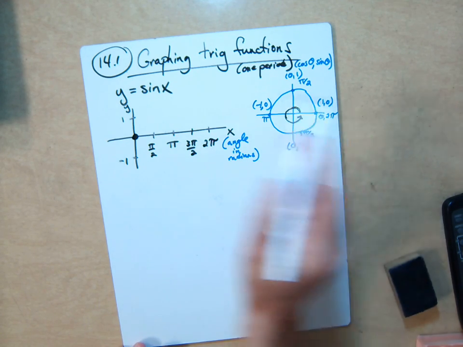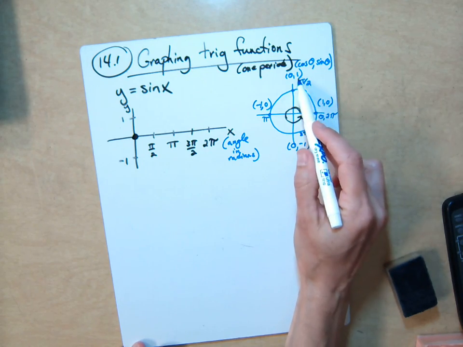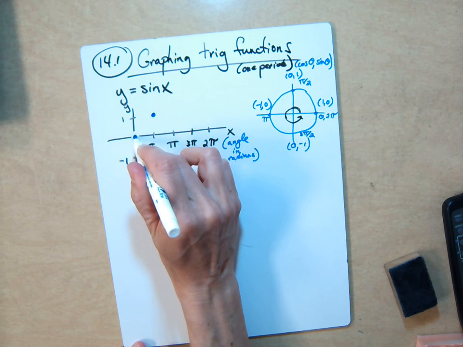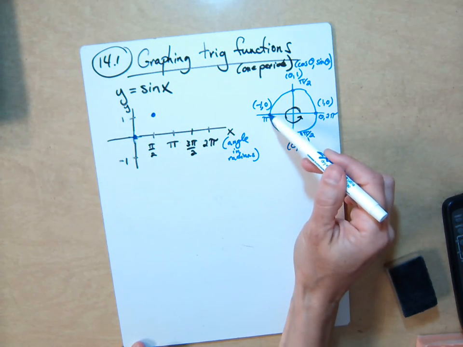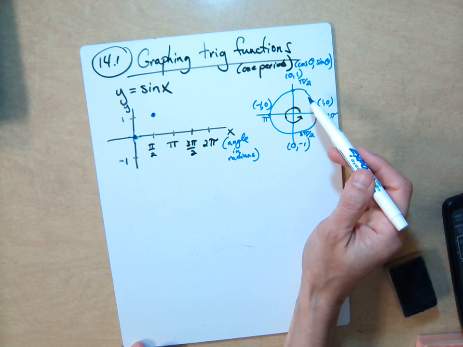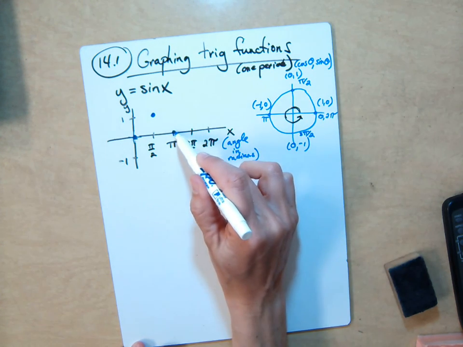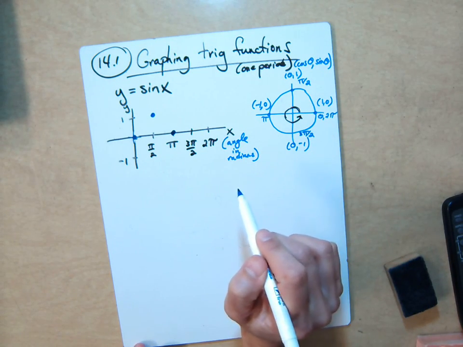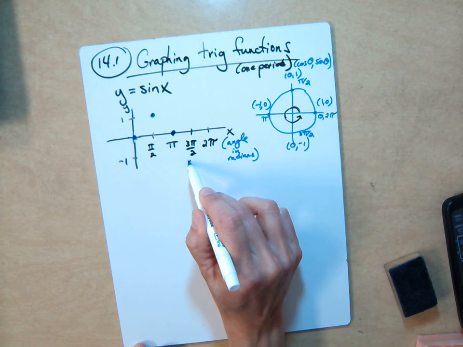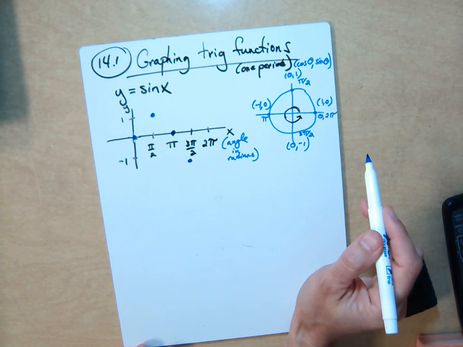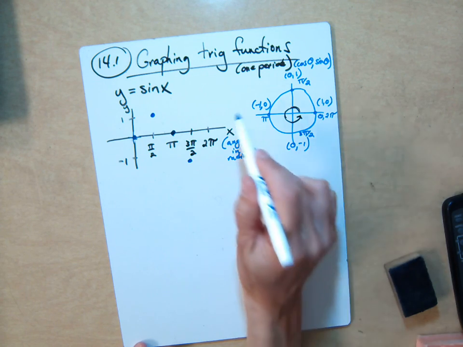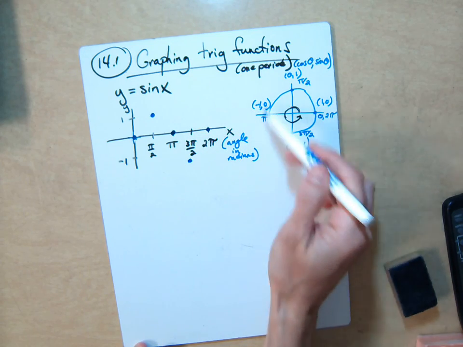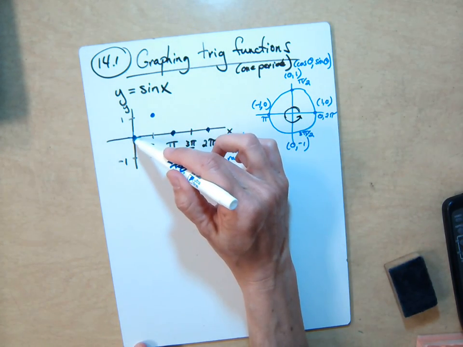So at 0, we have 0. At pi over 2, the y-coordinate becomes 1, so we're up here at 1. So we have a point here. Up here, at pi, the y-coordinate is 0. At 3 pi over 2, the y-coordinate is negative 1, and at 2 pi the y-coordinate is back to 0. Do you see how that's going to start again if we continued to go around and around and around the circle?